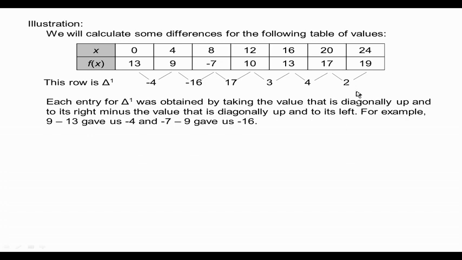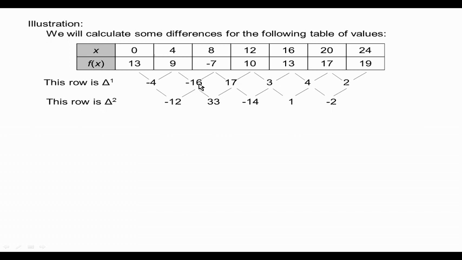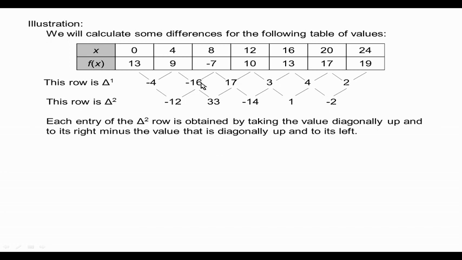Now from these values, if I look at their differences, again, right minus left, I'll have a row for delta 2. So now I have my delta 2 row. Negative 16 minus negative 4 is negative 12. 17 minus negative 16 is 33. 3 minus 17 is negative 14. 4 minus 3 is 1. 2 minus 4 is negative 2. Notice there are fewer numbers here. So there does eventually come a time where you can't calculate a difference anymore because you've run out of numbers. So again, this row right here are my second differences. And again, we obtain it from right minus left.